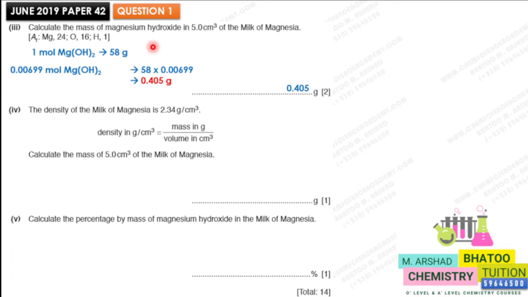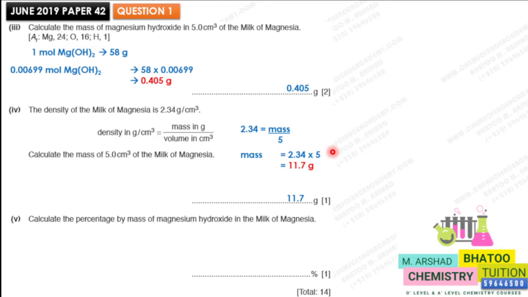Fourth part, Madhu. The density of the milk of magnesia is 2.34 grams per centimeter cube. Calculate the mass of 5 centimeter cube of the milk of magnesia. Right, so we use this same expression given, density equals mass over volume. So density is 2.34, mass we do not know, the volume is 5 centimeter cube. It's already in centimeter cube here. You cross multiply, 2.34 times 5, we get 11.7 grams. Okay, 11.7 grams.